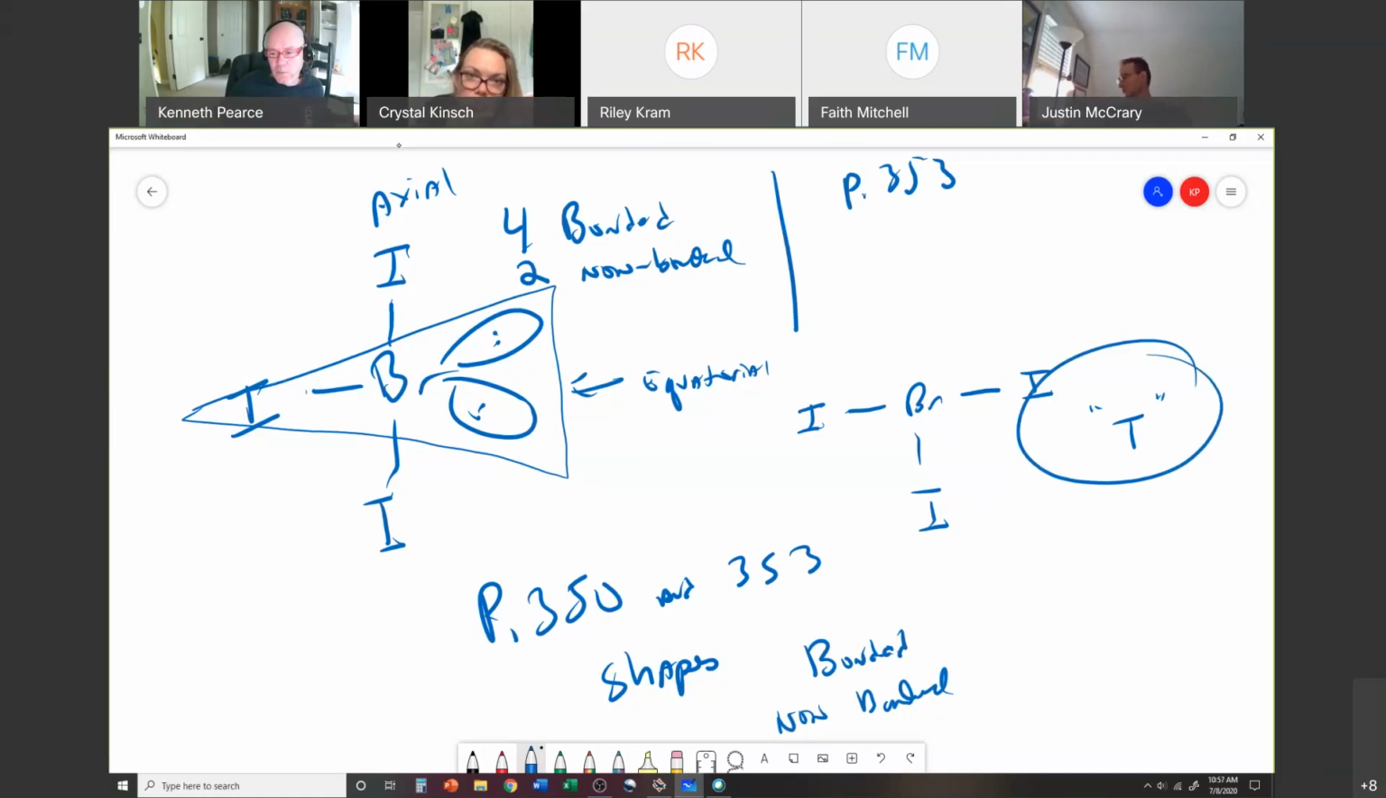Now, it is helpful if you can memorize these, but you do have a table in front of you on page 350 and page 353, okay? All right, more on this in a second.